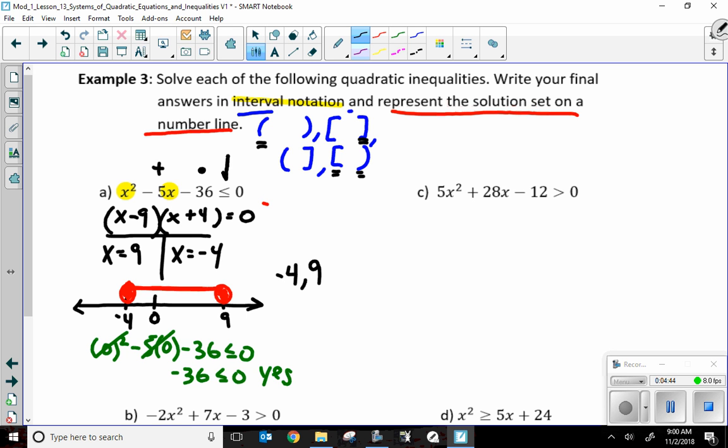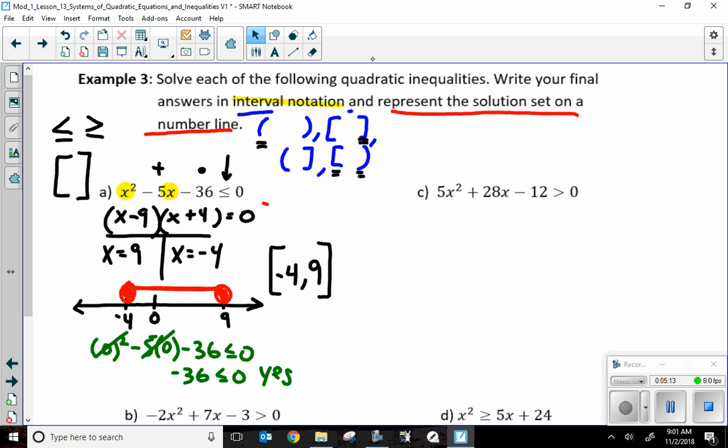Again, I'm going to look at my sign. If my inequality sign has the straight lines underneath it, then you want the square brackets in your interval notation. So this has the straight line underneath it, so I want to use the square brackets here. A filled-in circle will always have these square brackets because it includes the numbers.